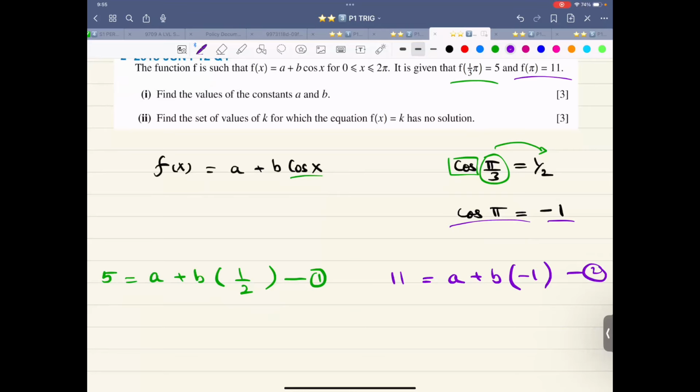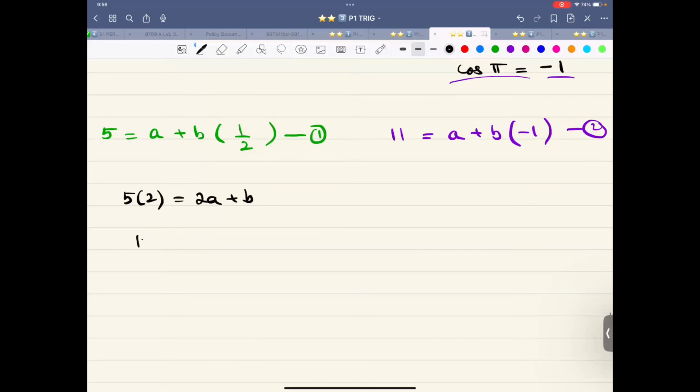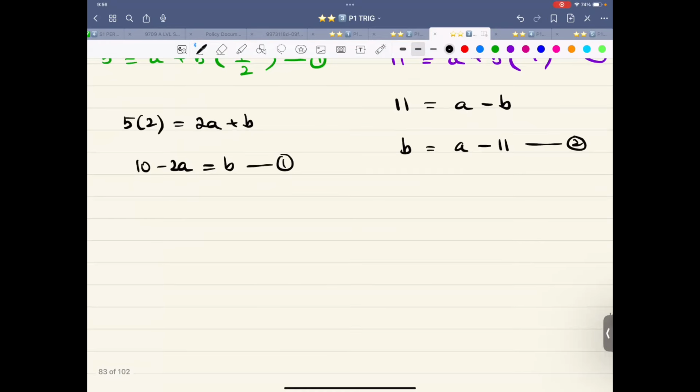So this is exactly like the previous question, except the second part has a twist in it. The previous one I solved by elimination. This time I'll solve it by substitution. 5 into 2 is 2a plus b. So 10 minus 2a is equal to b. That is the first thing. 11 is equal to a minus b. Therefore, b is a minus 11. Equation 1 upgraded. Equation 2 upgraded.